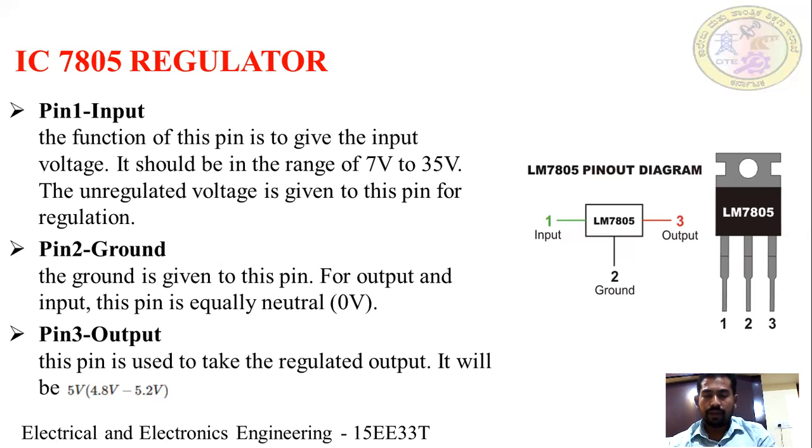In this circuit, if you want to get an output voltage of nearly 5 volts, you have to give an input voltage in the range of 7 to 20 volts. Then only are you going to get an output of 5 volts.